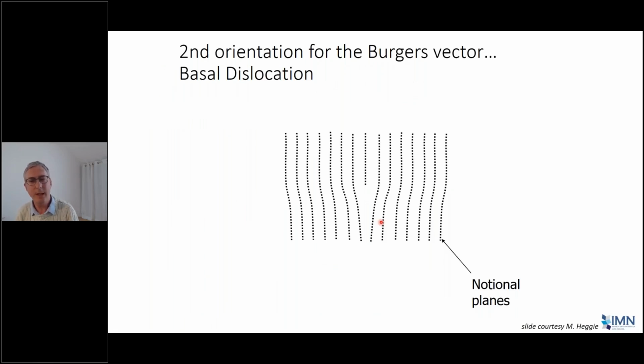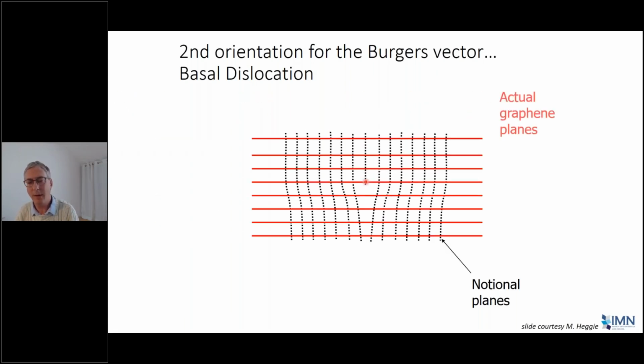So this is the idea. These are our notional planes. So this is the extra plane of atoms that we've stuck into the crystal. But this time, the actual graphene planes are at 90 degrees to that. So they're very slightly here. So these planes at the top are going to be longer. They've got slightly more carbon material than these planes at the bottom.